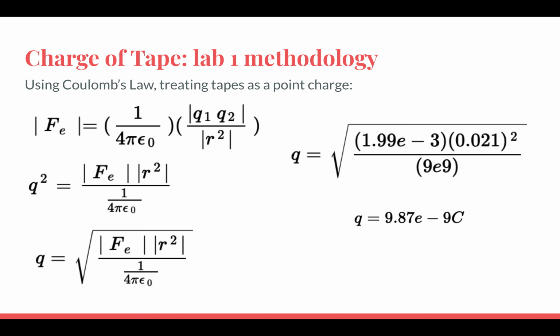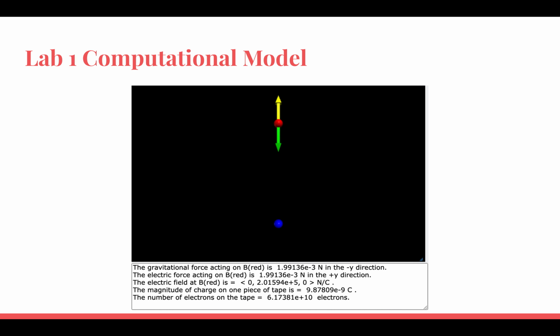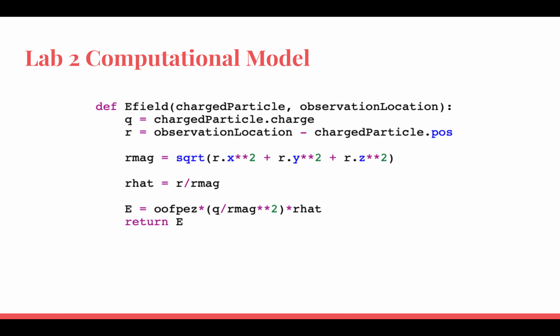Before I begin to calculate the charge of the tape in terms of lines of charge, I want to remind you of the calculation I obtained for the charge tape as calculated in Lab 1, where I considered each piece of tape to equal a point charge. Using this method, I obtained a value of 9.87 times 10 to the negative 9 coulombs. And here is the computational model I obtained in Lab 1, where net force equals 0 and the charge of the tape is calculated once more.